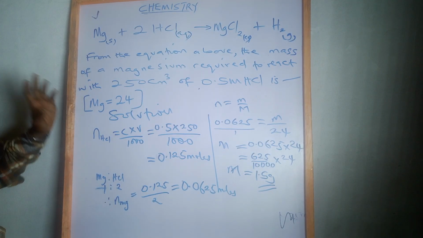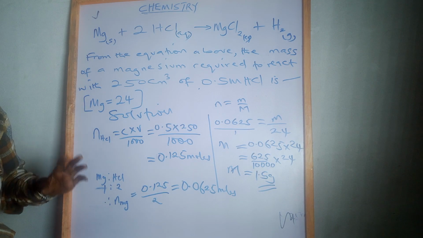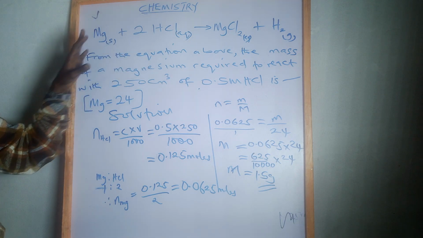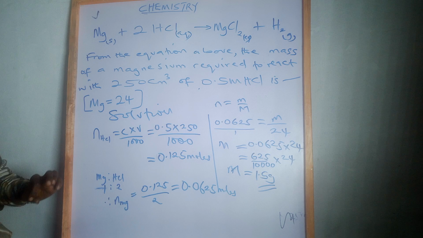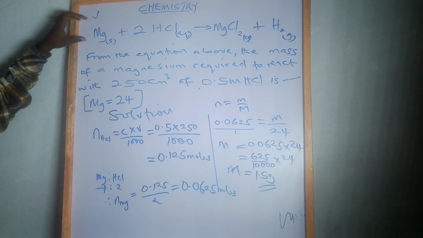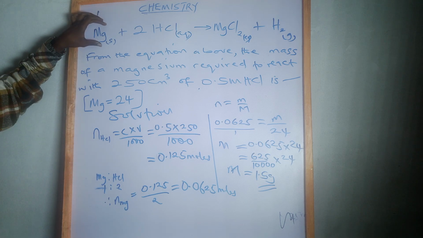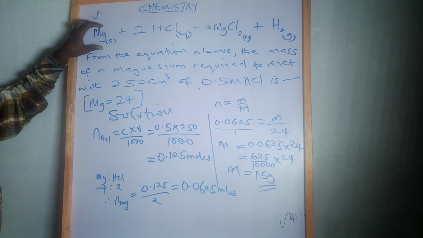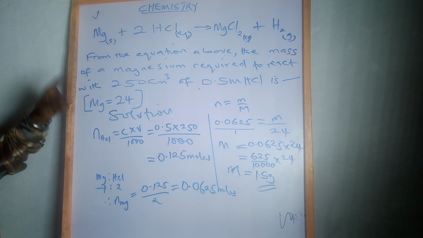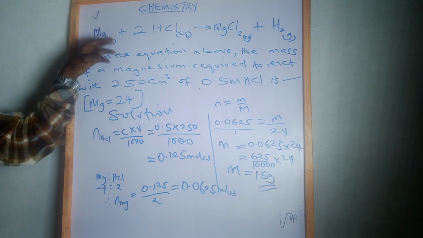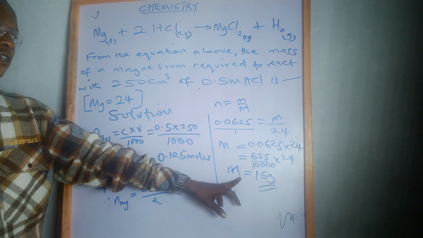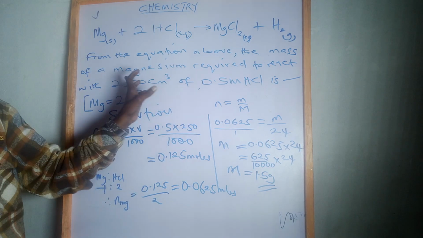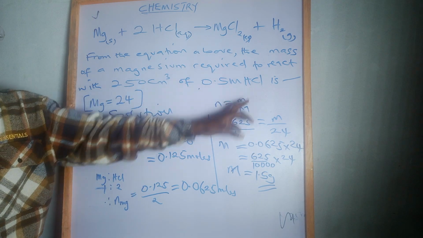The area where many students normally have issues is the mole ratio. But the moment you have it at the back of your mind that the mole ratio is very important, then we are using what we know to determine what we don't know, so you will not have issues. So once again, your mass of magnesium that will react with this particular volume and concentration of acid is 1.5 gram.